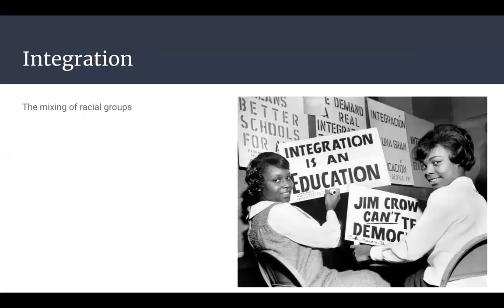Integration, the mixing of racial groups. During this time, some people were fighting for integration, like we see in the book when the letter is written so that Black polio patients and white polio patients can be mixed in the hospital. People were fighting for this so that people could have the same access to resources that they needed.